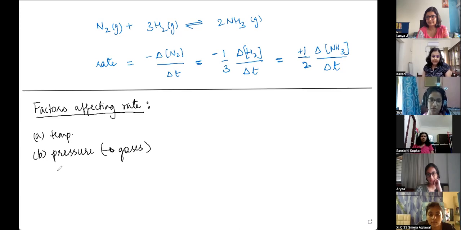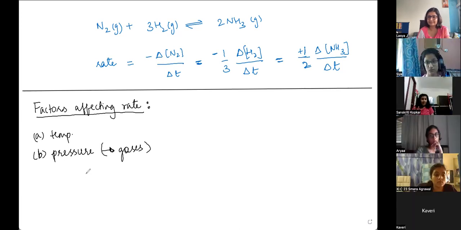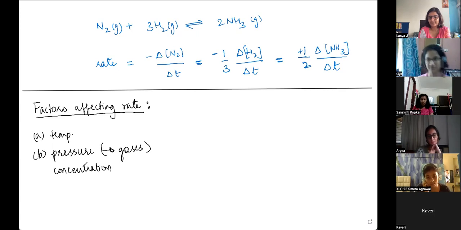Vapor pressure, partial pressure. Whatever type of pressure it is, it's for gases, right? How do you affect something that's in the liquid state? Concentration, yes. How is that pressure? So what pressure does for gases, concentration does for solutions.